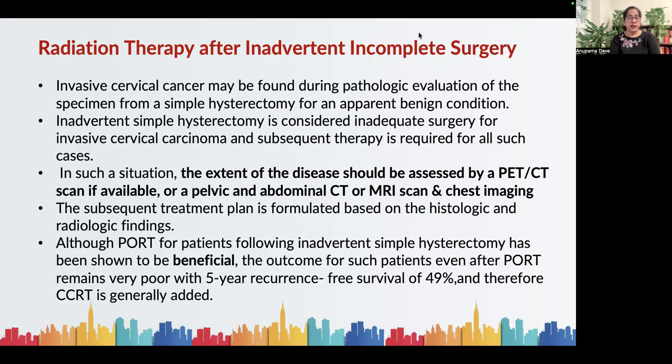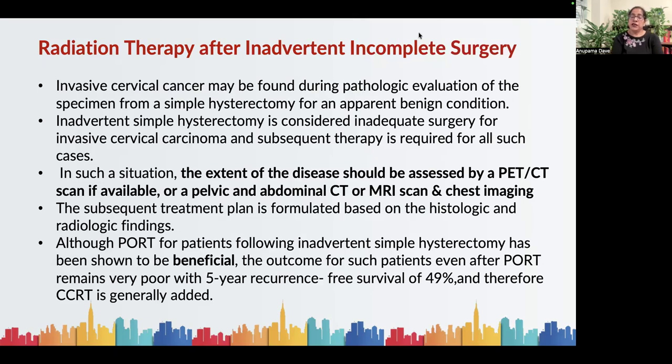Now, at times, we see that a hysterectomy has been done and the histopathology report mentions the presence of cancer. So these are cases of inadvertent incomplete surgery. Regarding the role of radiotherapy in such cases: invasive cancer may be found during pathological evaluation of a specimen from a simple hysterectomy which had been done for a benign condition. Inadvertent simple hysterectomy is considered inadequate surgery for invasive cancer, and subsequent therapy is required in all such cases.